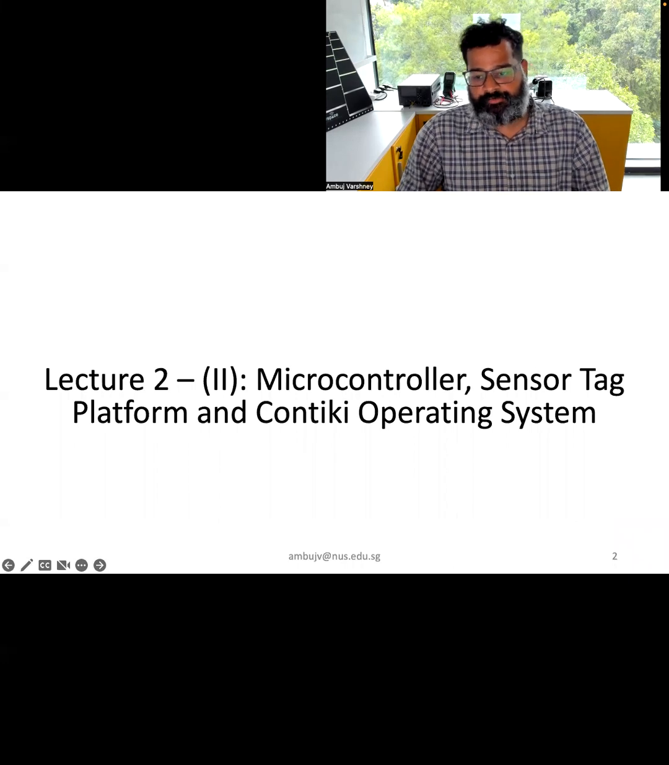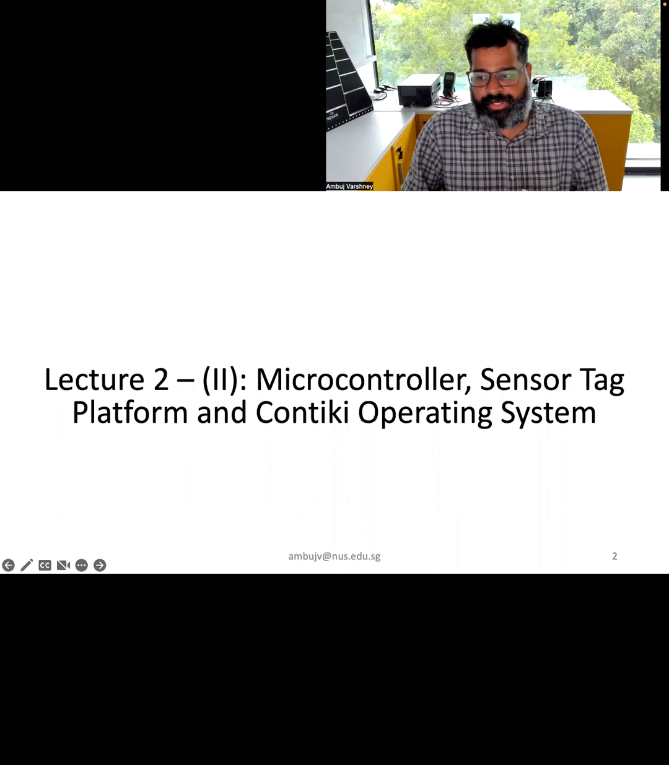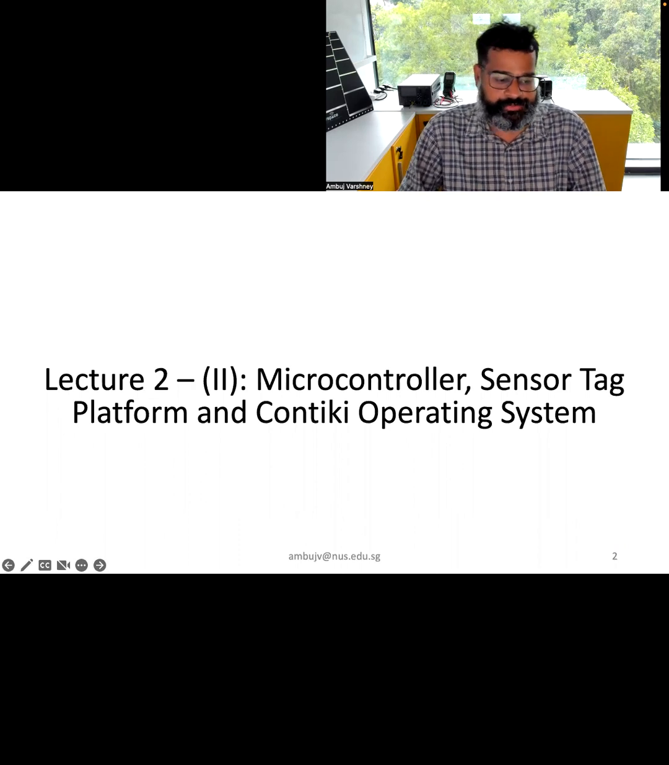In the previous lecture, we discussed the basics of wireless communication. In this lecture, we are going to look into the IoT device architecture and a particular platform that we are going to use extensively in this course.